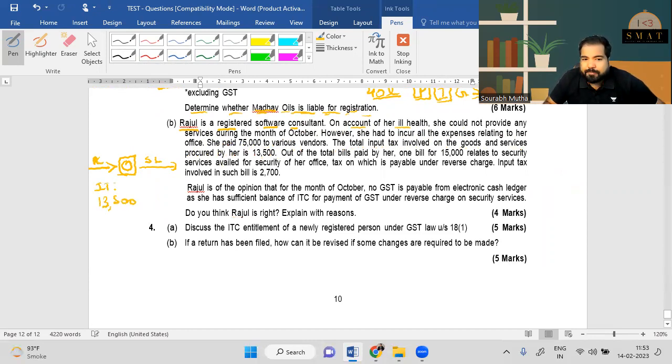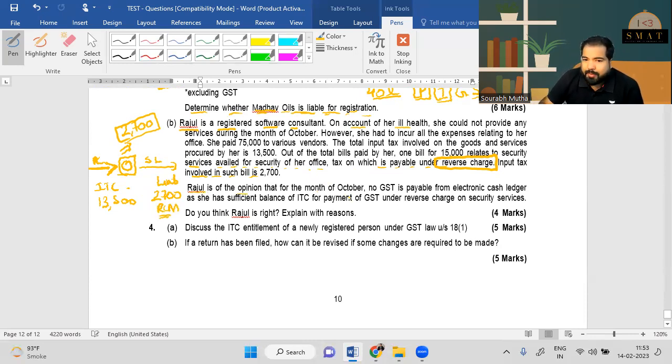Out of the total bills paid by her, one bill of 15,000 relates to security services availed for security of the office, tax on which is payable under reverse charge. The input tax involved in such bill is 2,700. Security services are under RCM, so the recipient has to pay 2,700. Supply leads to liability and RCM purchase also leads to liability. Can I pay it using the credit ledger? No, because it is RCM liability, it has to be paid in cash.